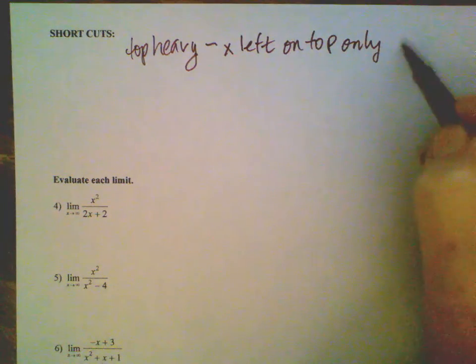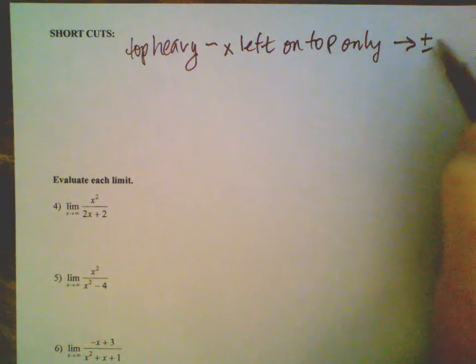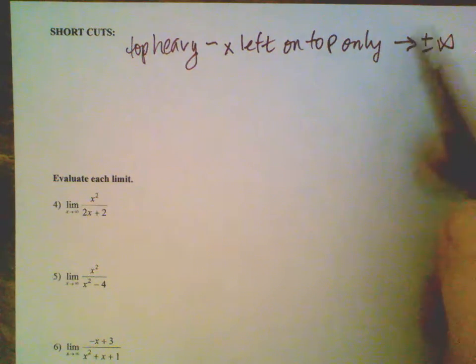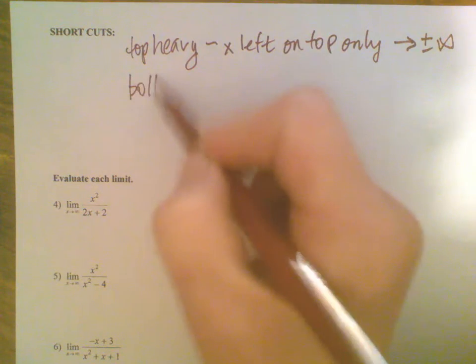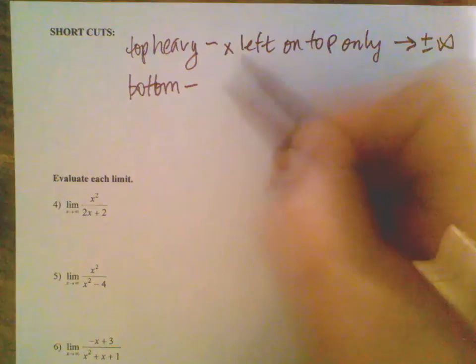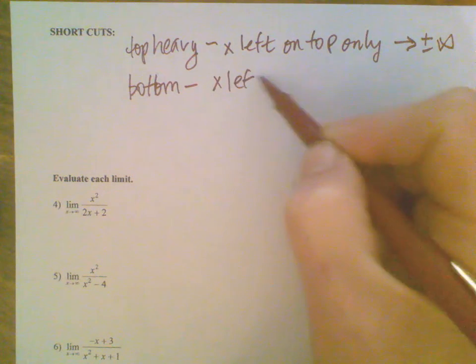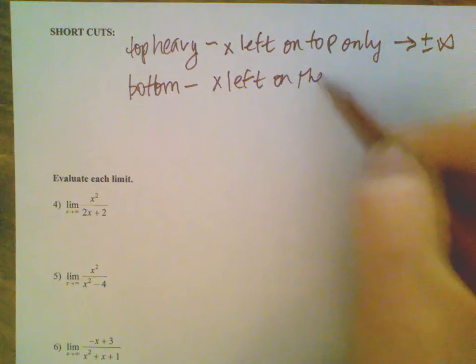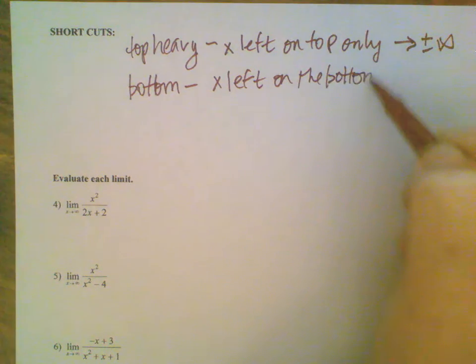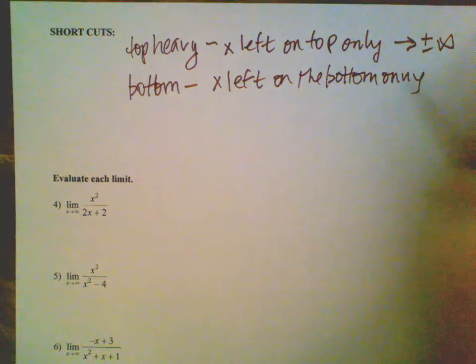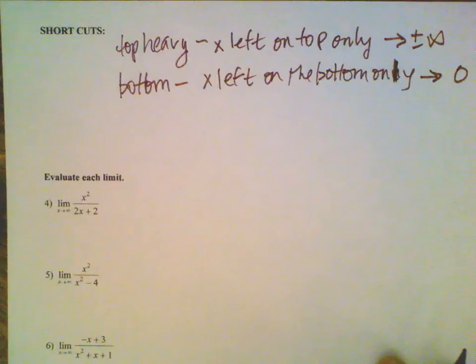And then we are going to approach positive or negative infinity as our solution. If it's bottom heavy, where it's x left on the bottom only, that's going to approach 0, because with the bottom heavy, it'll be 1 or a number over some very big number, and when you divide it out, it'll approach 0.